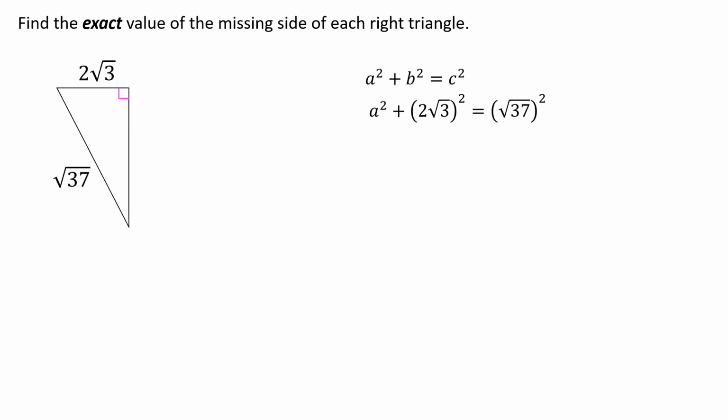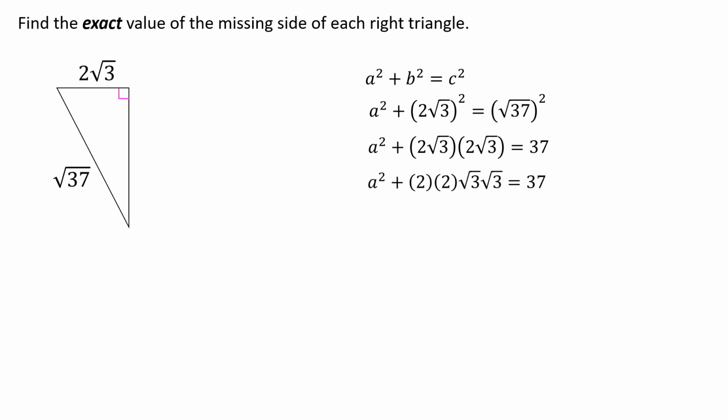Okay, so how do I square these things? Well, square root of 37 squared is the easiest, right? Squared undoes the square root. For 2 root 3, I gotta be careful because when I square that quantity, I actually have to do 2 times the square root of 3 times another 2 times the square root of 3.